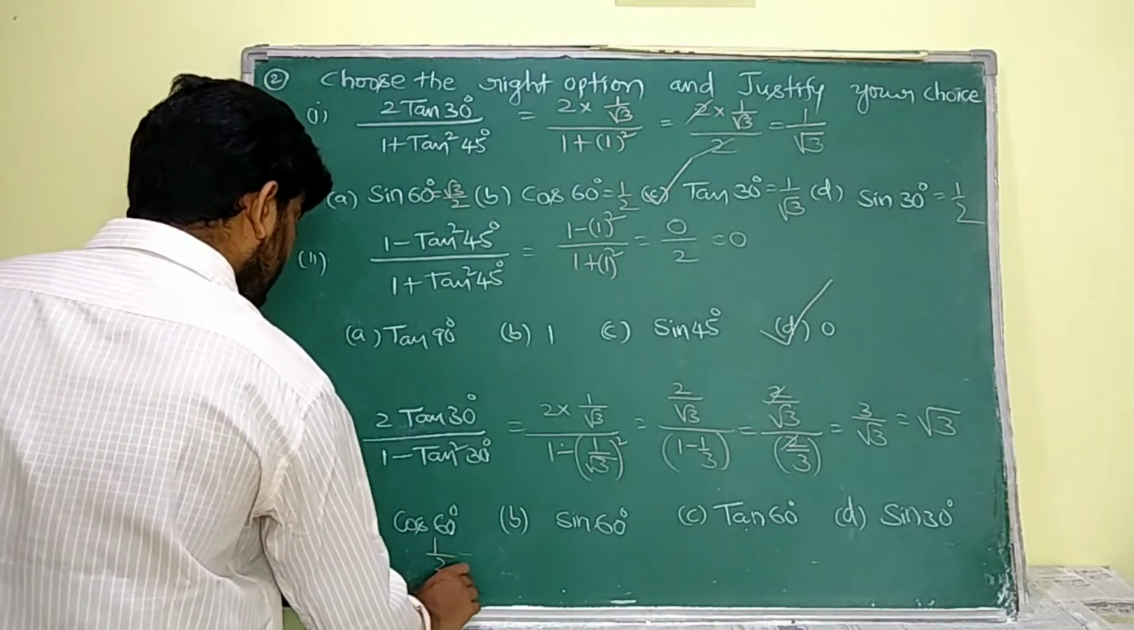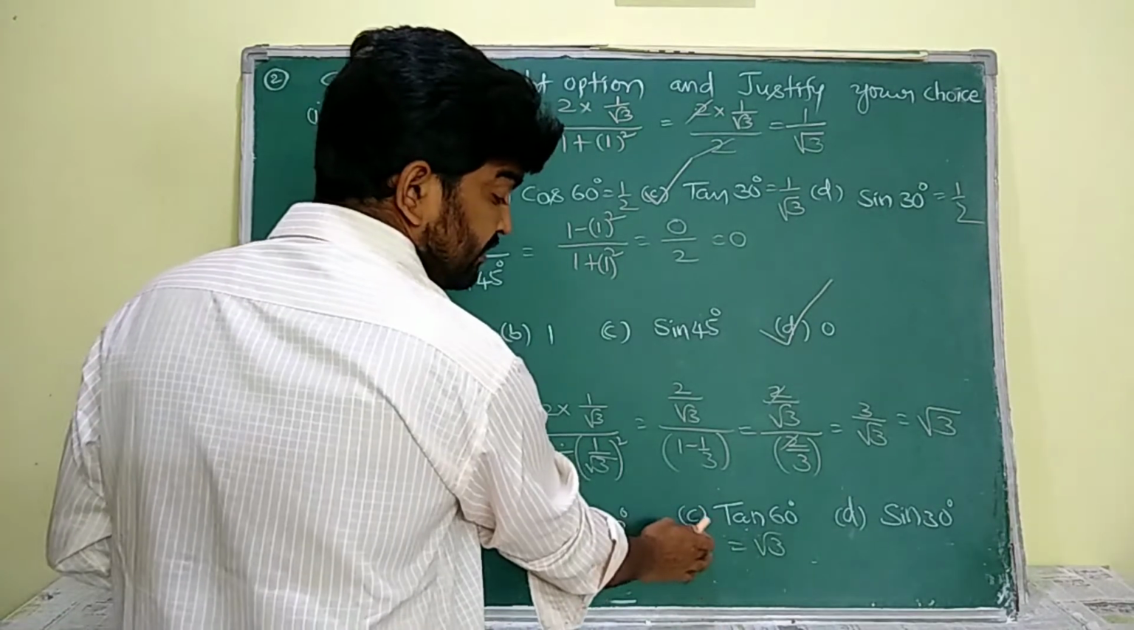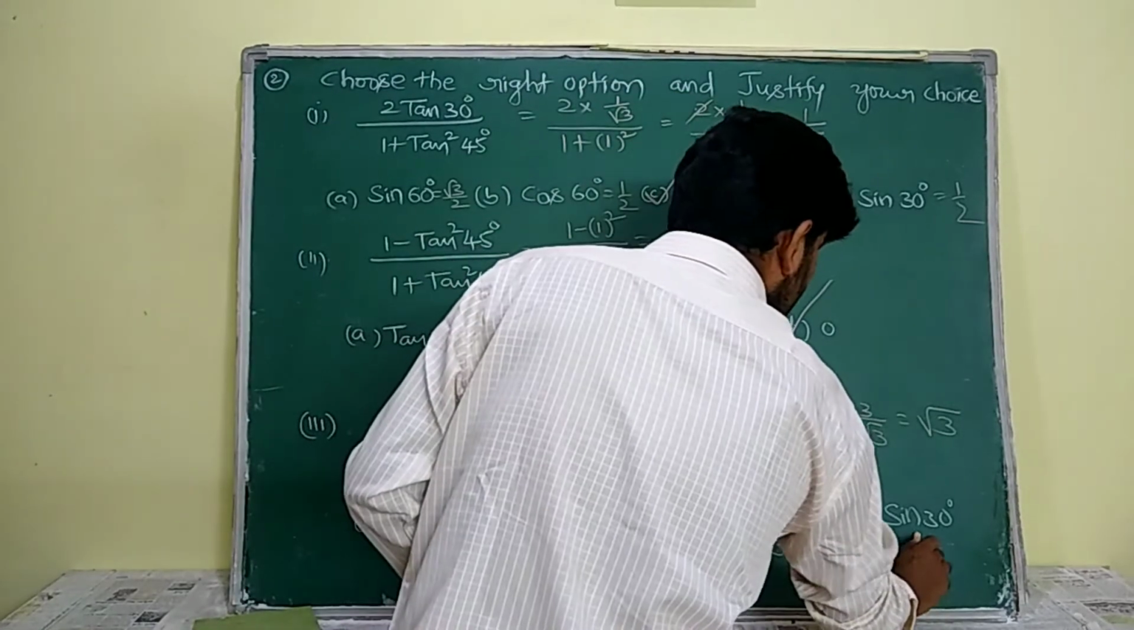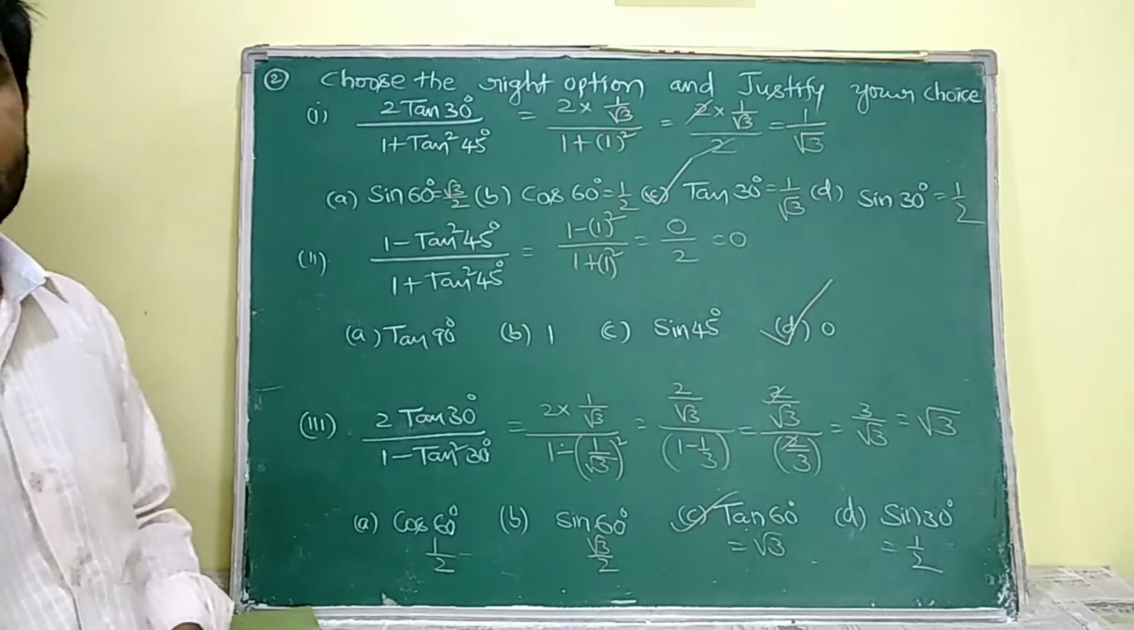Now we have to choose the equivalent value of root 3. Cos 60 we know is 1 by 2. Sin 60 we know is root 3 by 2. Tan 60 we know is root 3. Sin 30 we know is 1 by 2. So our option is tan 60.